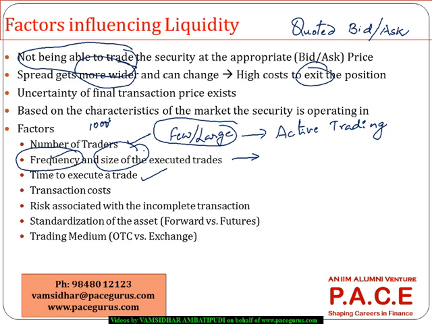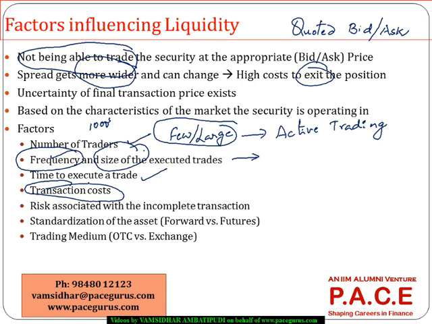And what are the intermediate transaction costs, the brokerage fees or any other transaction costs and taxes that are involved in the process. So if the taxes and all are very high, probably the liquidity may not be so high, which will cause liquidity risk.